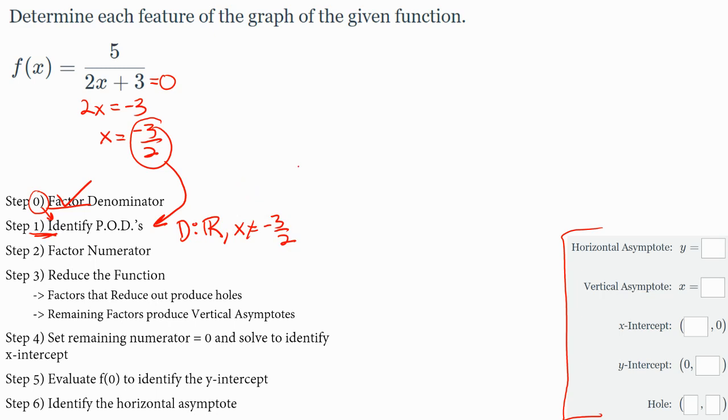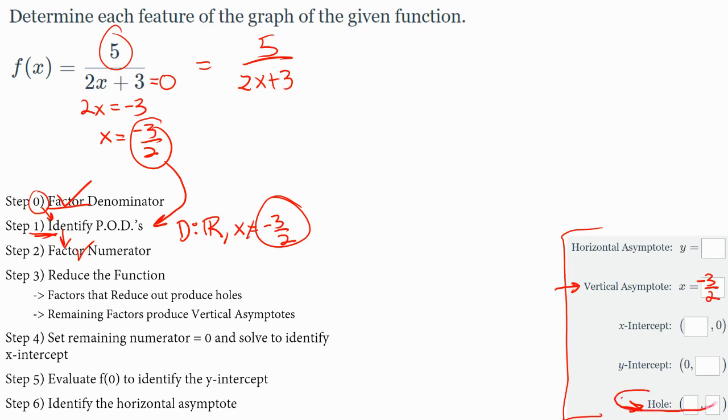The question that is actually more important is what type of point of discontinuity is it? Is it a vertical asymptote or is it a hole? There's only one, so one of them will happen and one of them won't. So my job will be to continue down the steps in order to find the right thing. Well, factoring the numerator, step 2, has already been accomplished for me because there's no factoring of the numerator. This problem, 5 over 2x plus 3, is in simplified form already. So what that means is that this -3 halves will not be reducing out. And so immediately I can say that my vertical asymptote is that value, -3 halves. That means there is no other point of discontinuity to produce a hole. So I go ahead and cross out and say there are no holes.